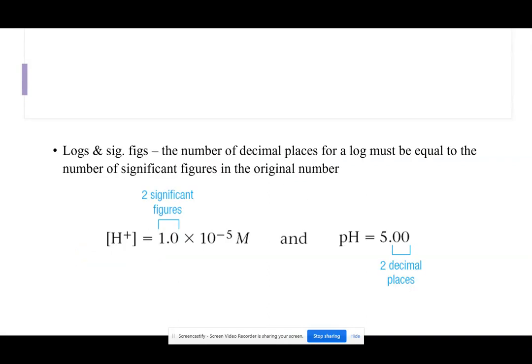When you are doing sig figs with logs, it's actually a different rule. The rule for logs and sig figs is the number of significant figures in the concentration is the decimal places in the pH. So if I have a concentration with 2 significant figures, I take my pH to 2 decimal places. And vice versa. If I had a pH with 2 decimal places and I'm solving for concentration, I'd go to 2 significant figures.